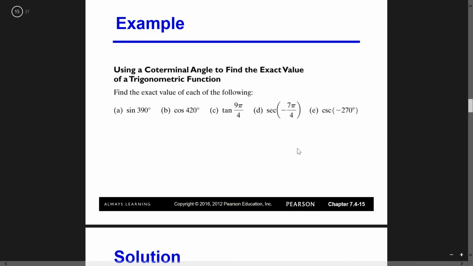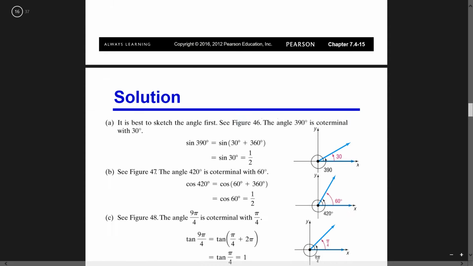Now we're going to show how we can use a coterminal angle to find the exact value of trig functions. We're going to look at sine of 390, cosine of 420, tangent of 9 pi over 4, secant of minus 7 pi over 4, and then finally cosecant of minus 270 degrees. So we're going to lay all of these out.